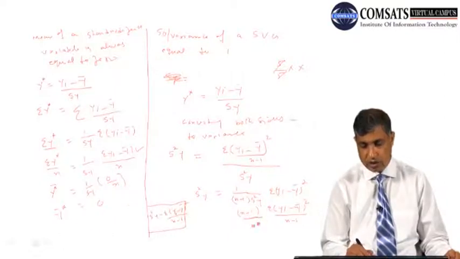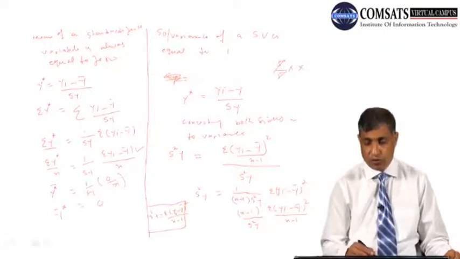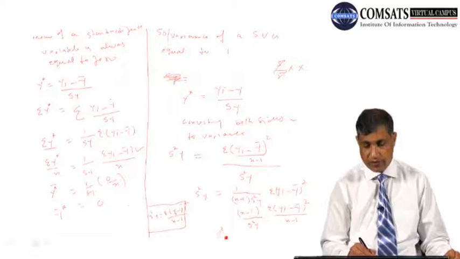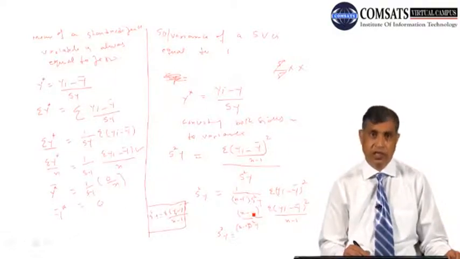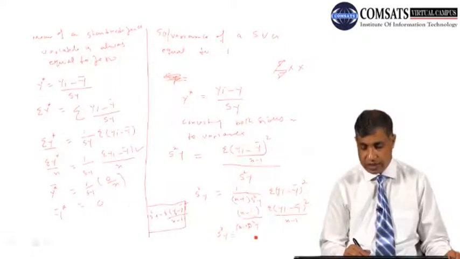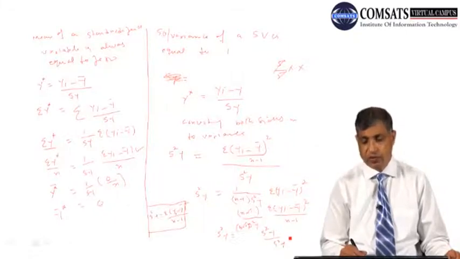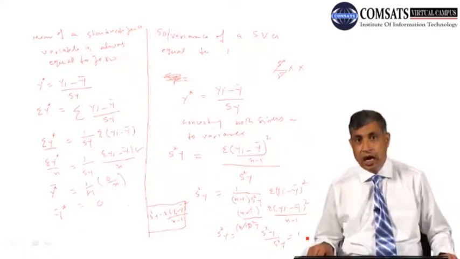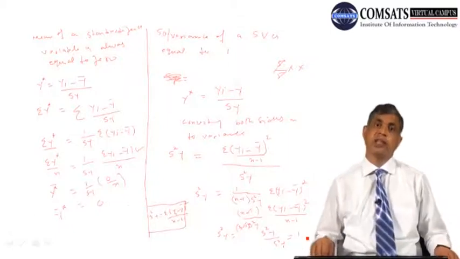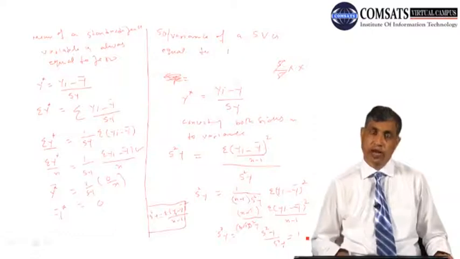And you see that here is also s square y, that is the variance now. Here is n minus 1 with which we have divided, and this is also n minus 1, which we multiplied, so this will cancel out. And this whole term is also variance. So it is s square y divided by s square y, that is variance over variance, equal to 1. So we have proved the other property, that the variance of any standardized variable is always equal to 1, and its mean is always equal to 0.